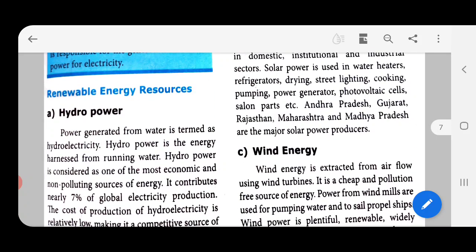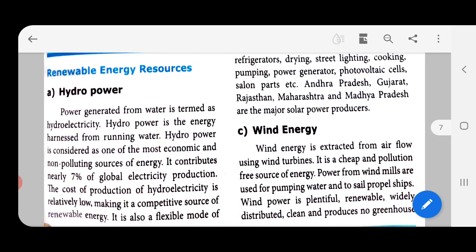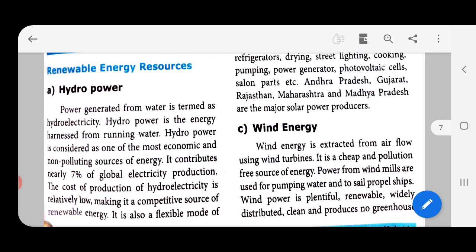The next one is renewable energy resources. Renewable, I already told you, means it can be cycled again and again.